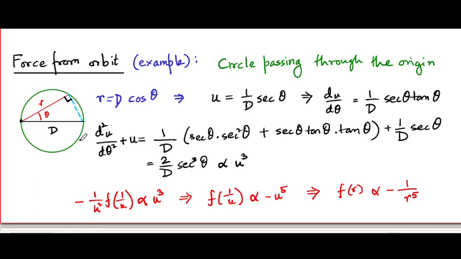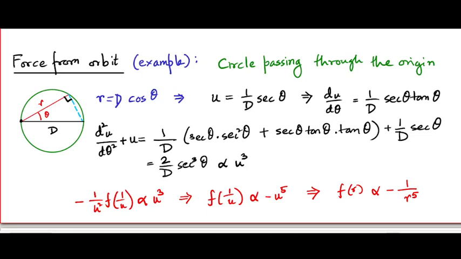For a minus 1 by r to the 5 potential, some special orbits are closed. This one actually is a closed orbit. However, most orbits aren't. So the fact that this one orbit is closed doesn't change the fact that the harmonic oscillator and the Kepler potentials are the only ones for which all bound orbits are closed.